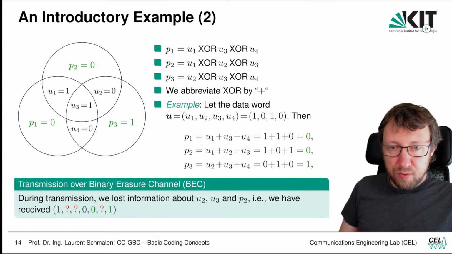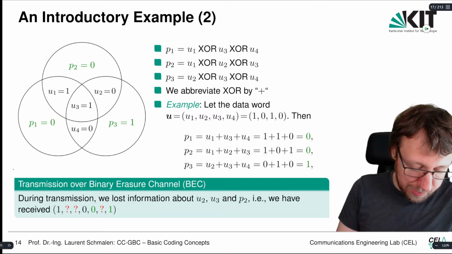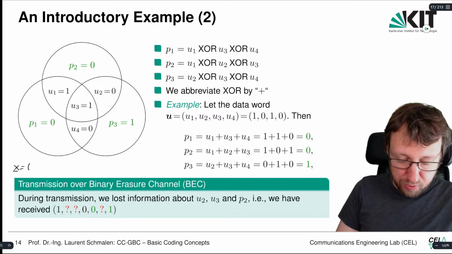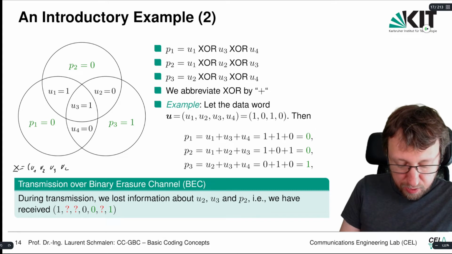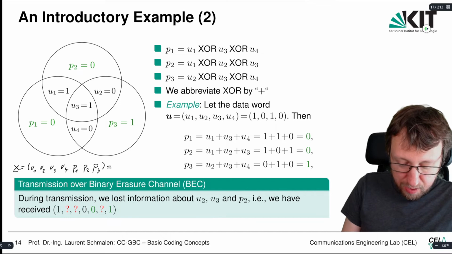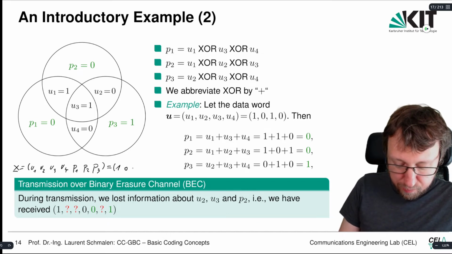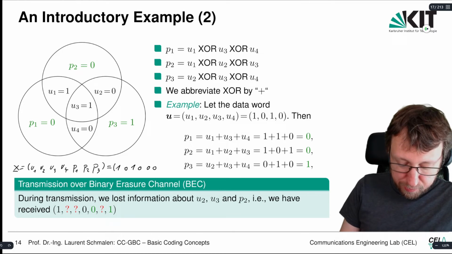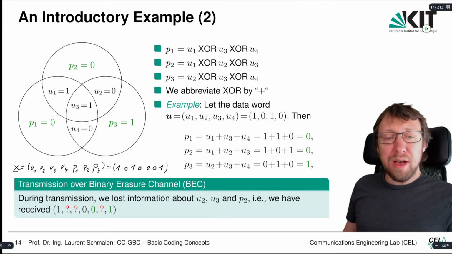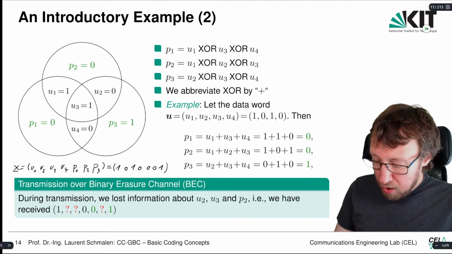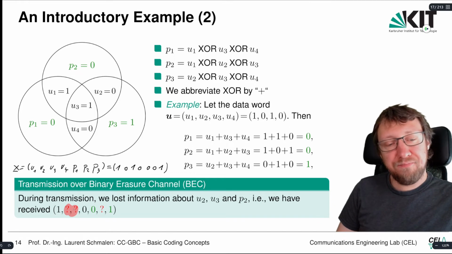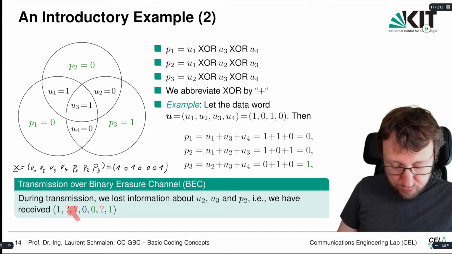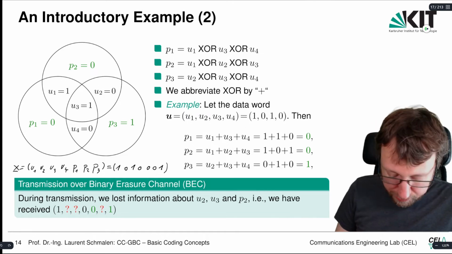So essentially we have a word that we transmit. We say we transmit X is equal to U1, U2, U3, U4, P1, P2, and P3, which is equal to 1, 0, 1, 0, 0, 0, 1. And now after the transmission, we lose U2, U3, so we have question marks in those positions, and we lose P2.